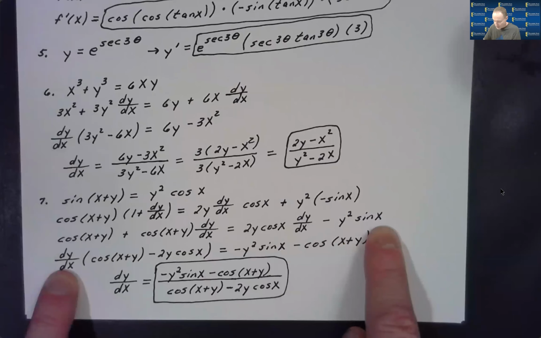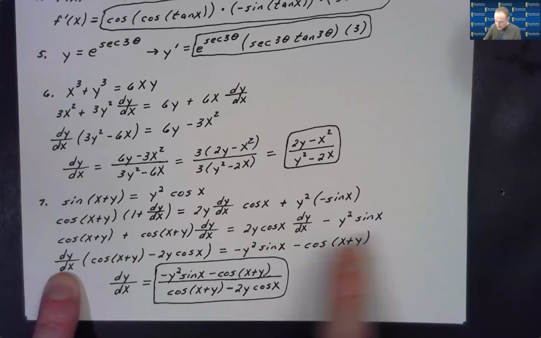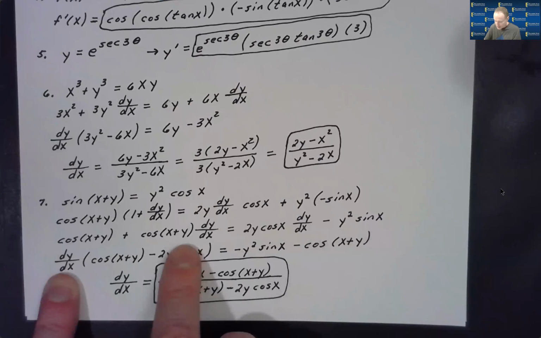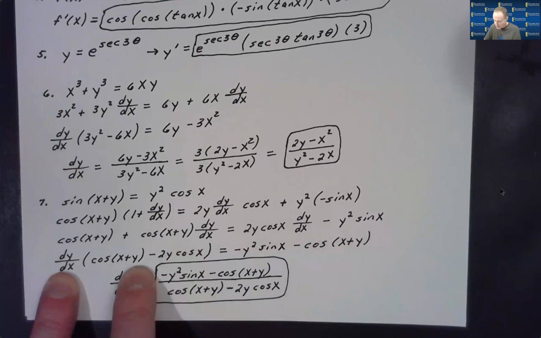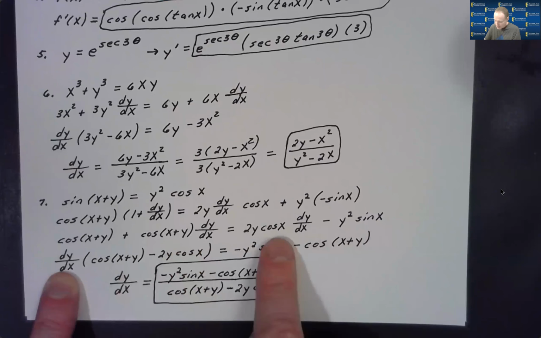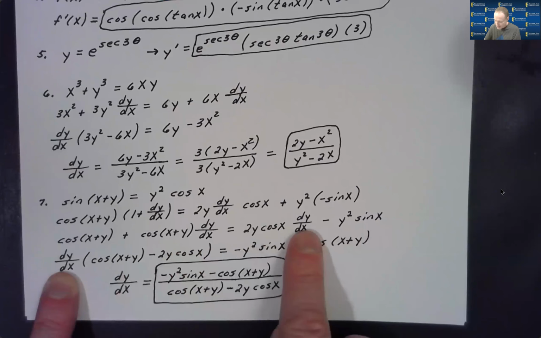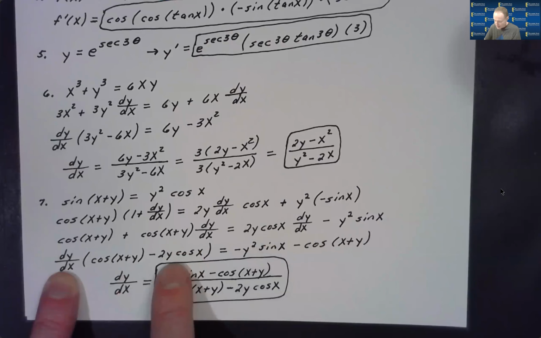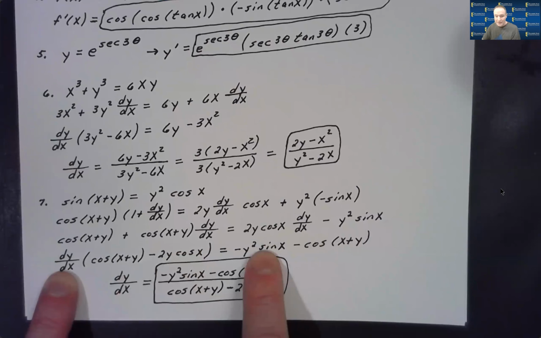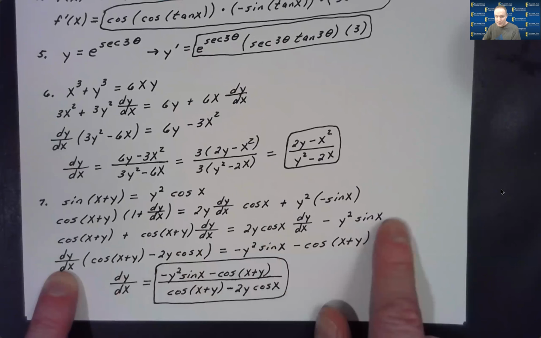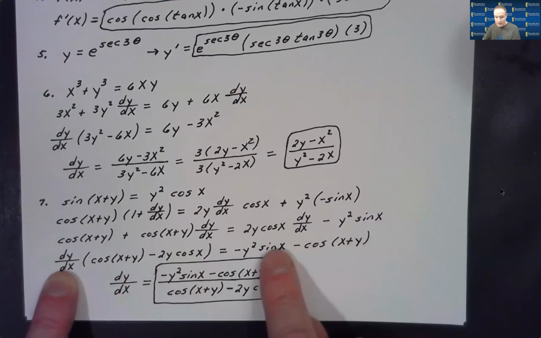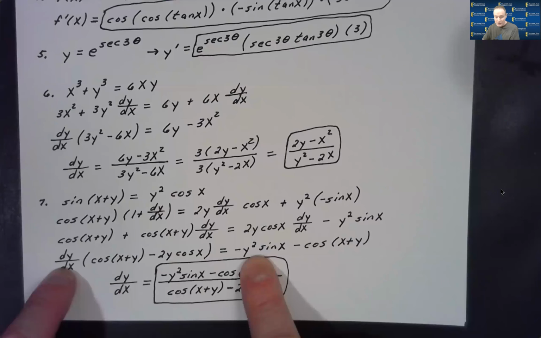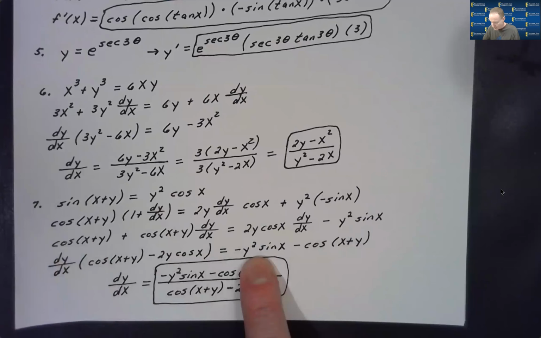so I'll go ahead and factor it out. When I factor it out, I can see I already had the cosine of x plus y term on the left. I move the other dy dx term to the left, and it becomes a minus 2y cosine x. On the right-hand side here, we already had the negative y squared sine x, so I just moved that to the front. And then this cosine x plus y has to move over. When it does, it becomes a minus cosine x plus y.